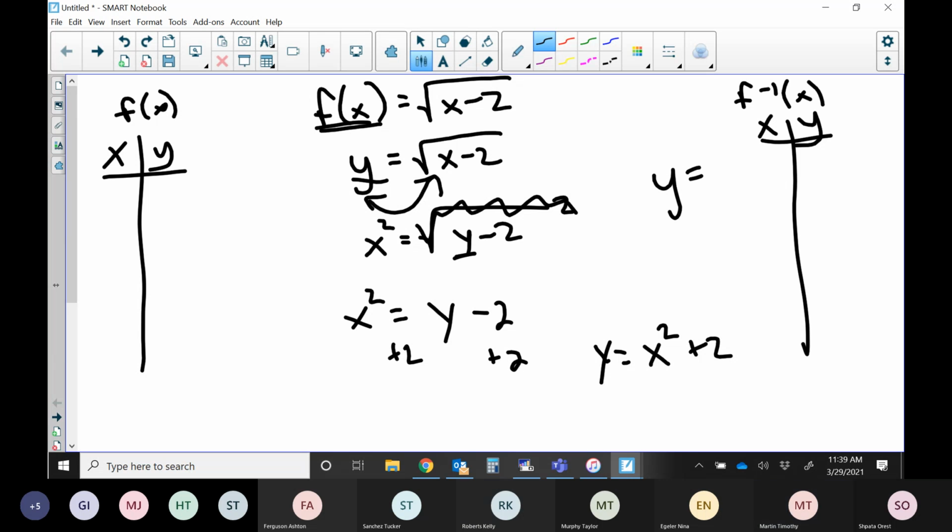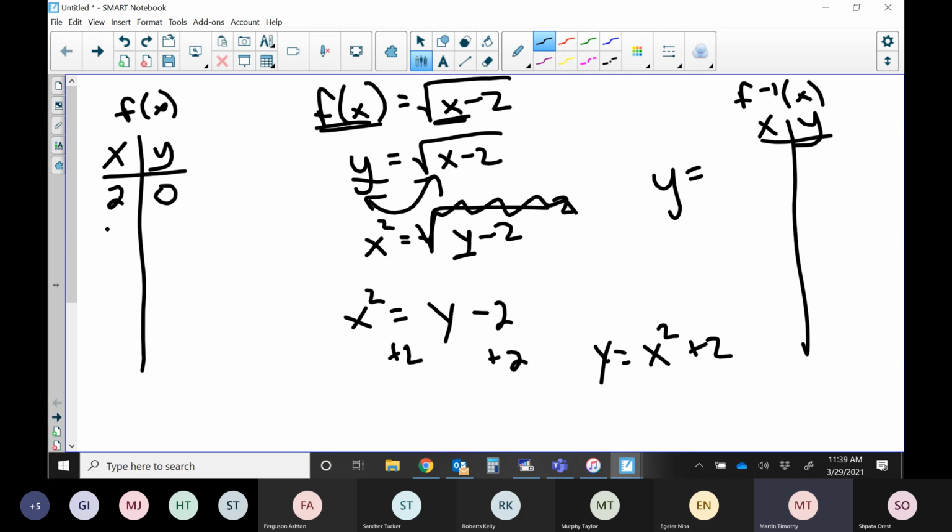Okay. So now how I'm going to check this is by just plugging some stuff in. If I plugged in numbers into here, then when I change it to over there, it should give me the same kind of stuff. So I'm going to be smart. Obviously, I can't put a 0 in here because 0 minus 2 is negative 2, and the square root of negative 2 is imaginary. So the first number I could put in here is just a 2. And if I did, 2 minus 2 is 0, square root of 0 is 0.